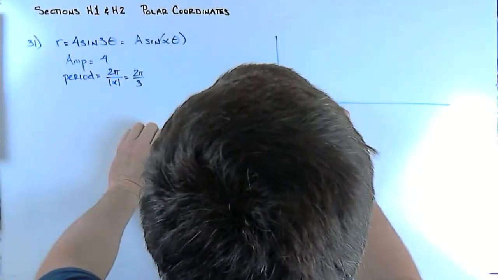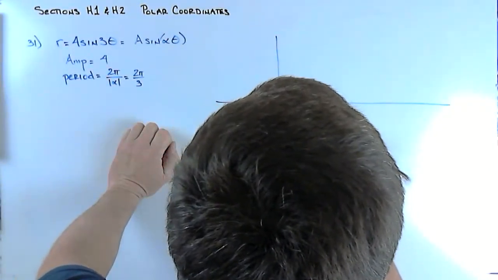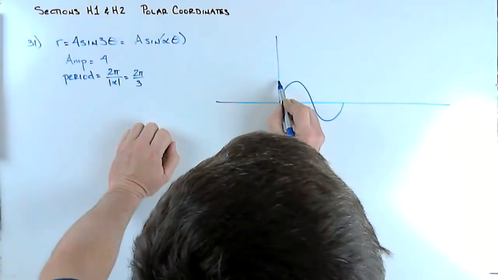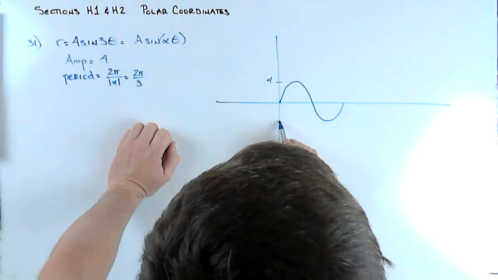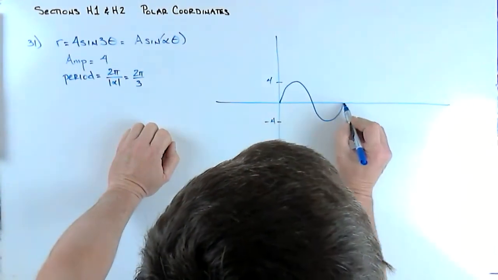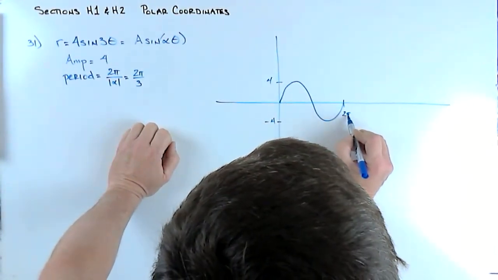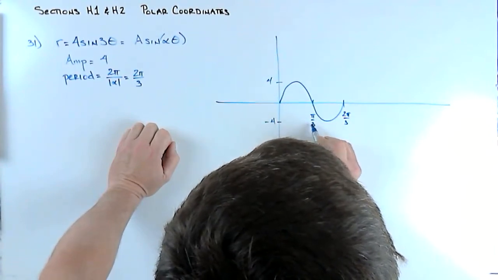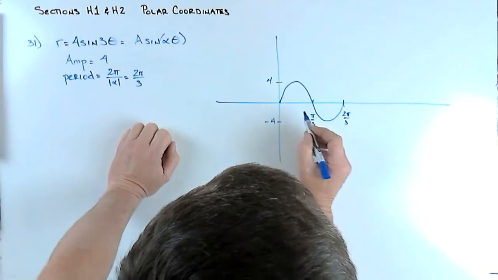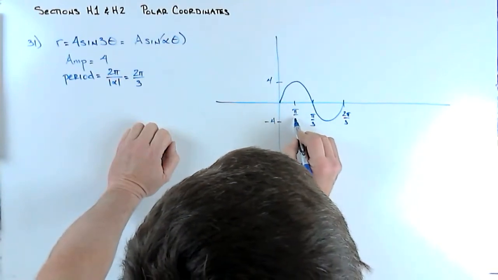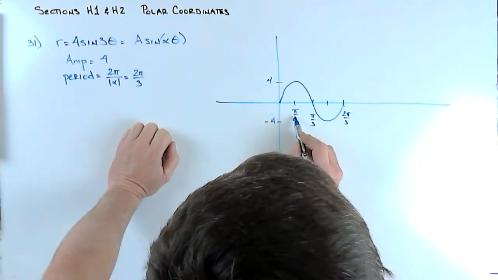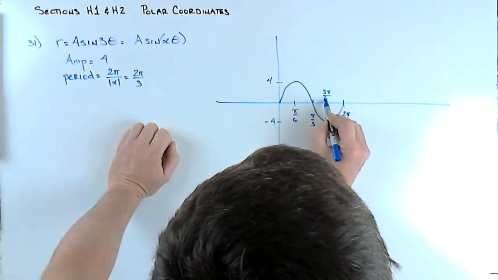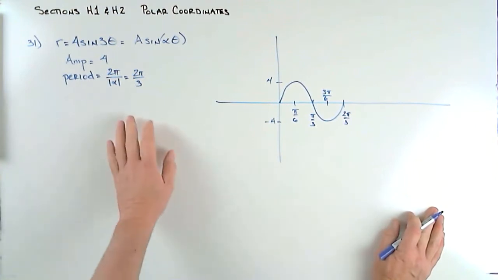So if we draw that, the curve is going to look like this. This is 4, this is -4, and this is 2π divided by 3. So this is π over 3 here, half of the full period. This is π over 6, then 1π over 6, 2π over 6, and this is 3π over 6, which of course is π over 2.